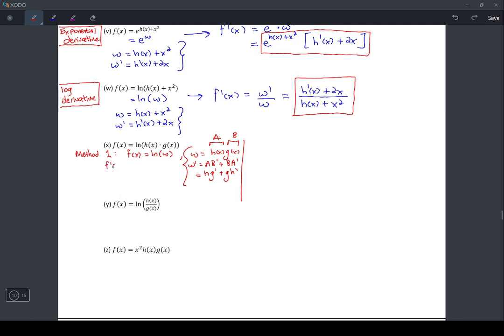And then your derivative, f prime of x, is w prime over w, which is going to be h g prime plus g h prime over w, which is h times g. So that would be the answer for that one. And then method 2 is the method I recommend.